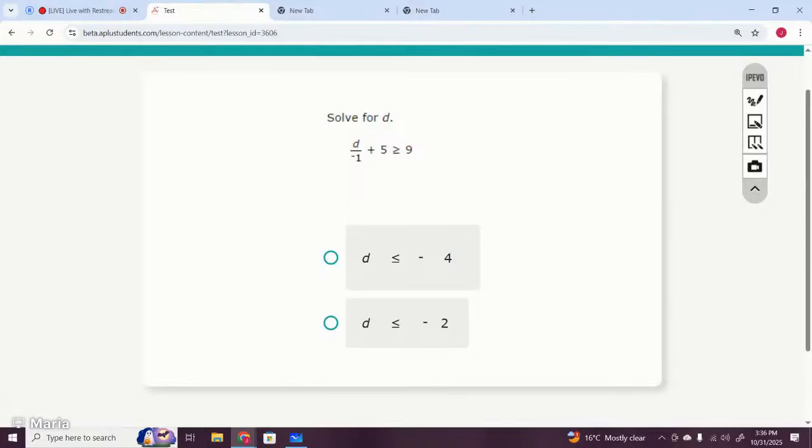D divided by negative 1 plus 5 is greater than 9. D is less than or equal to negative 4.